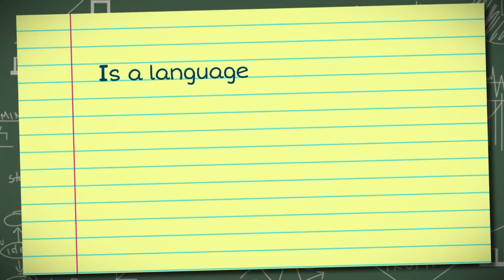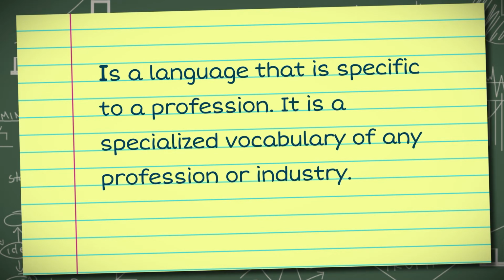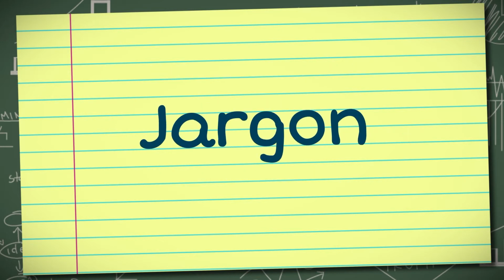Jargon is a language that is specific to a profession. It is a specialized vocabulary of any profession or industry. These words are difficult to understand by people who are not practitioners of that profession. So, avoid using them in that kind of situation. Here are some of the examples of business jargon.